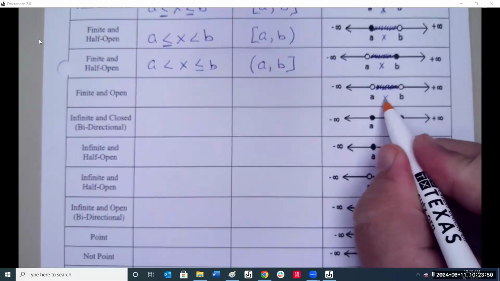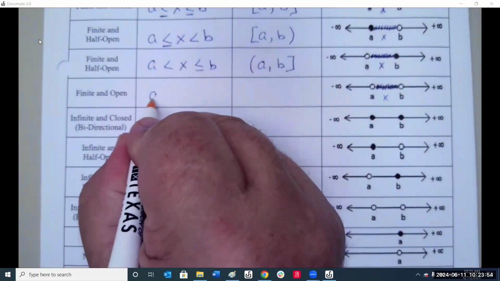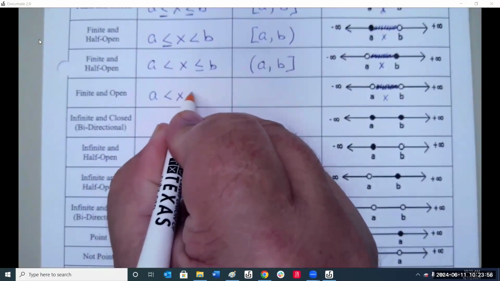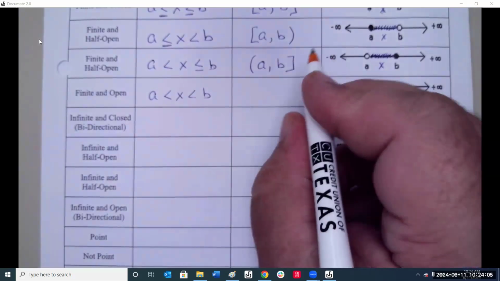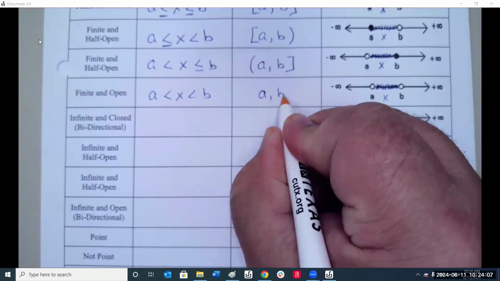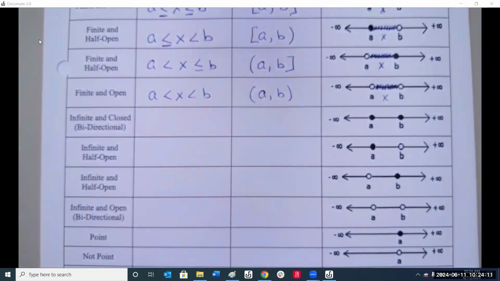Now I'm looking for the area between a and b. A is less than x is less than b. I cannot use the endpoints. So we have a and b, and they're both not used.